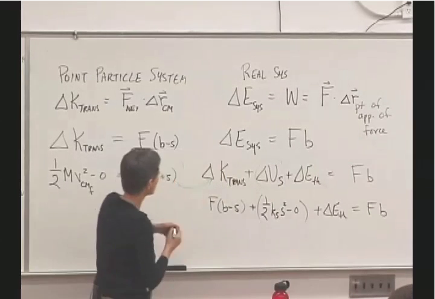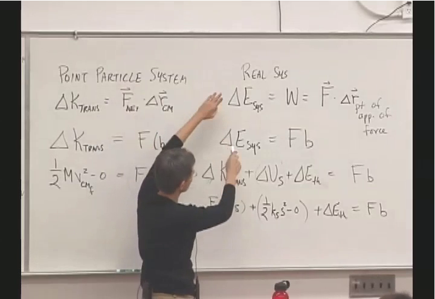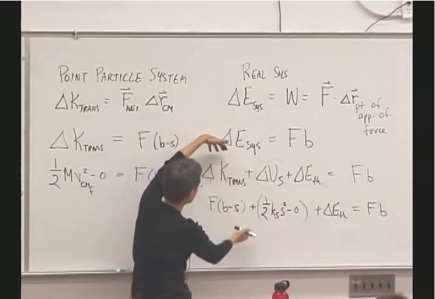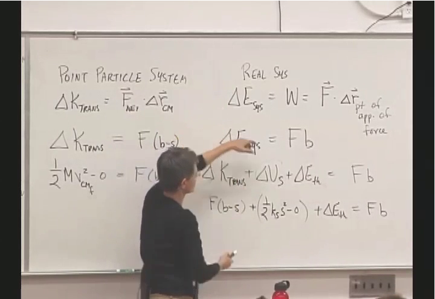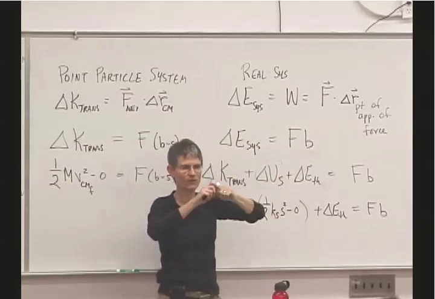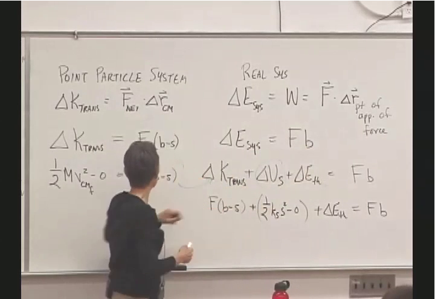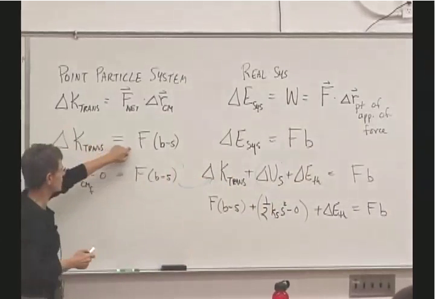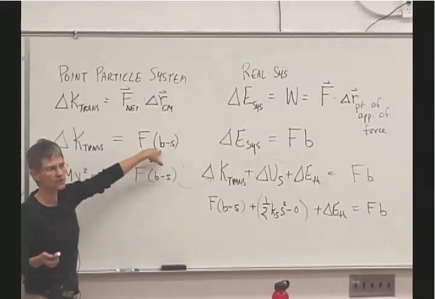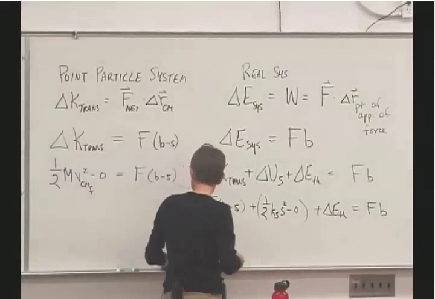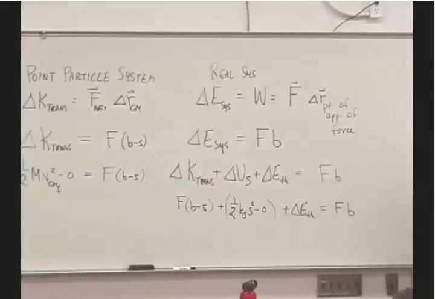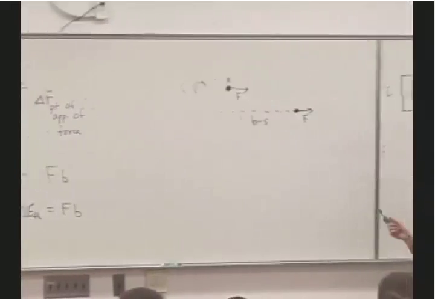So basically, these are the details, but the overview is that the total change of the energy of the real system is given by the real work done, every force through its displacement, and the change in translational kinetic energy is the net force acting through the center of mass. We've done simple situations where there's only one relevant force acting, but there might be more.